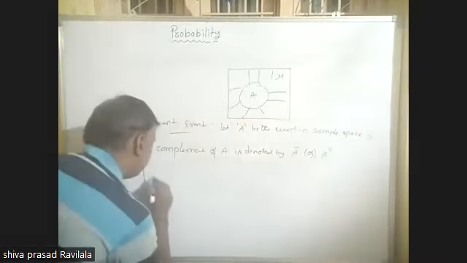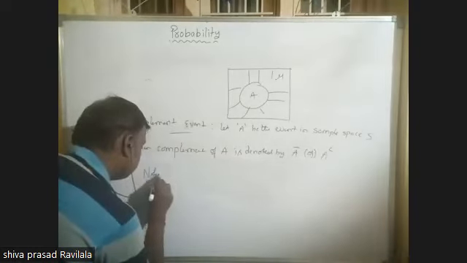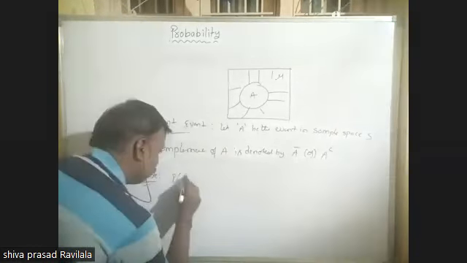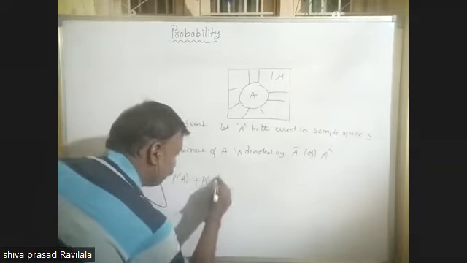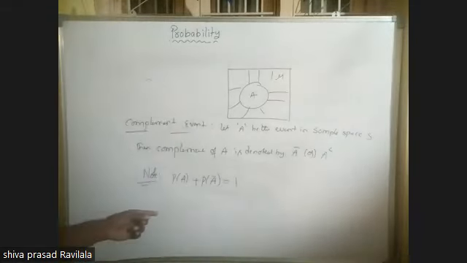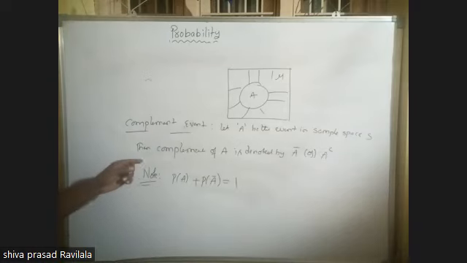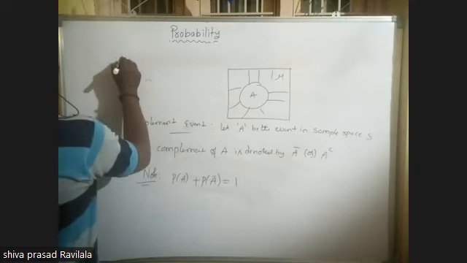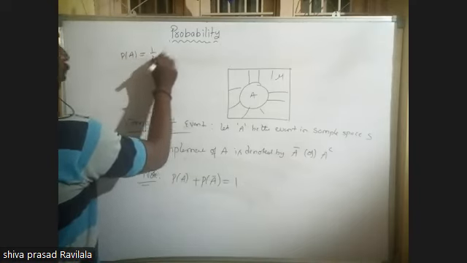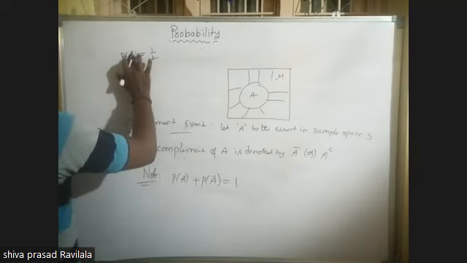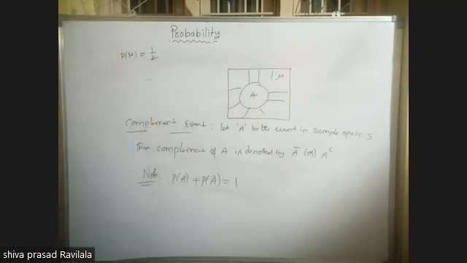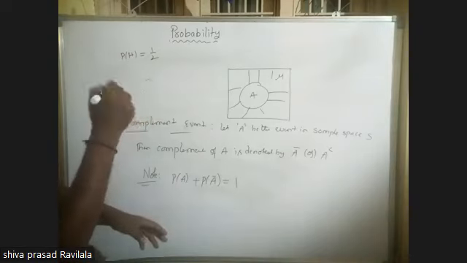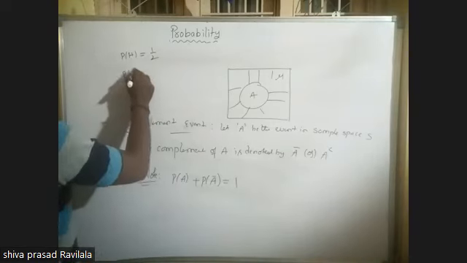Already we know P of A. Then we have one very, very important formula: probability of A plus probability of A complement is equal to 1. Already we know probability of getting head is equal to 1 by 2, and getting tail is equal to 1 minus 1 by 2. Already we read one example, and there we get probability of head is equal to 1 by 2. And probability of tail, only one thing remaining. Therefore, probability of tail is also 1 by 2.